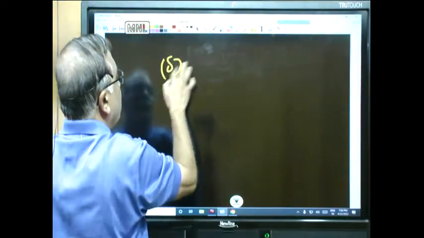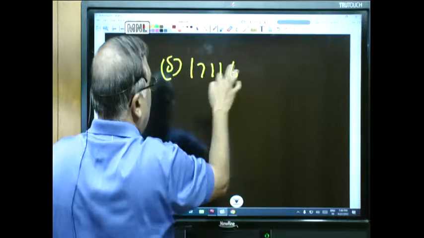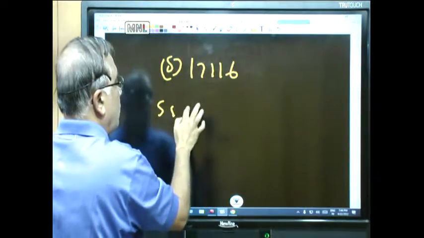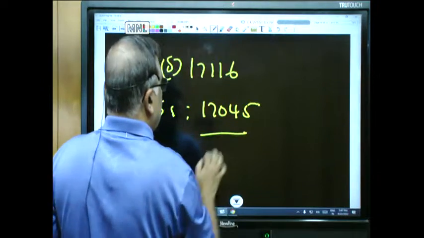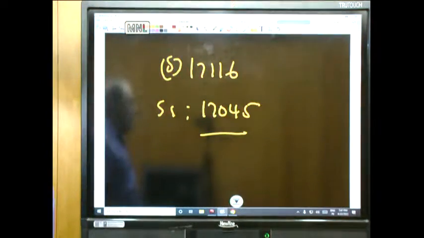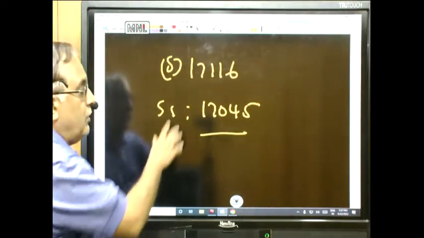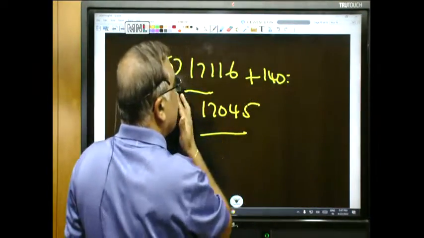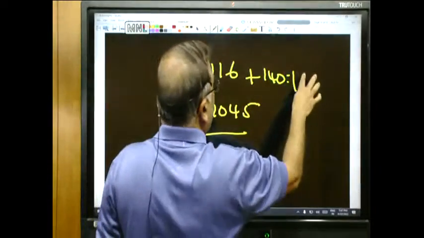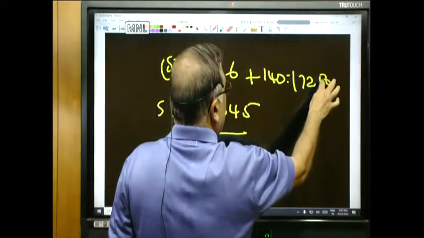So first support 17,116, second support 17,045. If that happens, then what we should look towards is, if it comes to 116, then plus 140 approximately, as I told you, can be the resistance. So 17,256 will become the resistance.